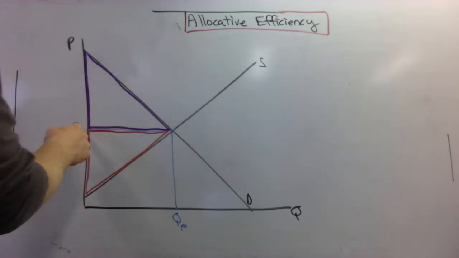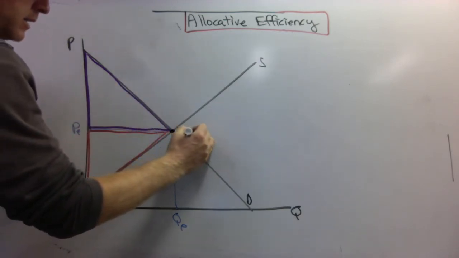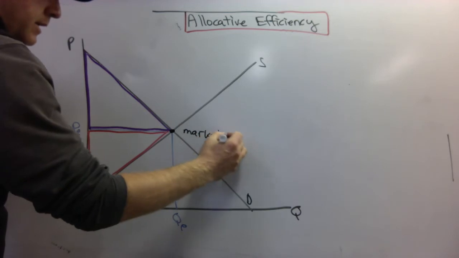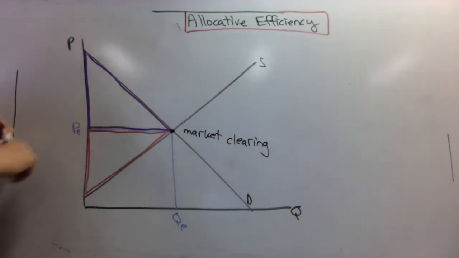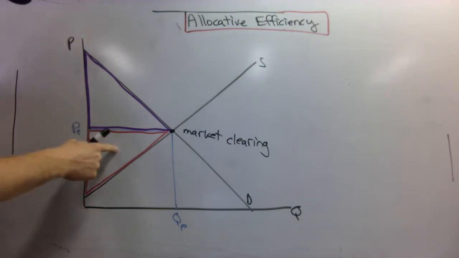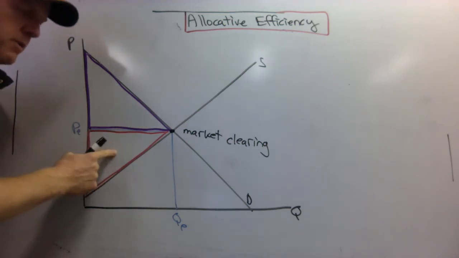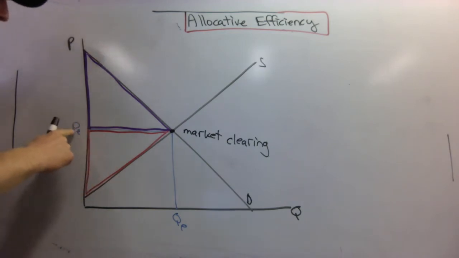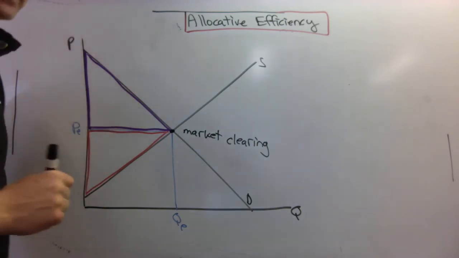At this price, we have an equilibrium. We have a market clearing price here, and we have a consumer surplus equal to the purple triangle and a producer surplus, or profit, equal to the red triangle. So at this price, I'm making the claim that consumer and producer surplus are maximized. Well, let's see if that's actually true.